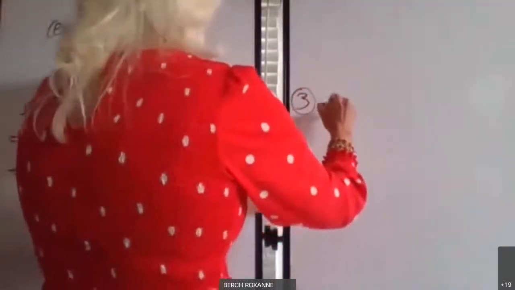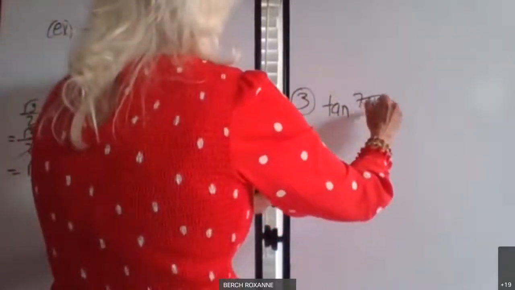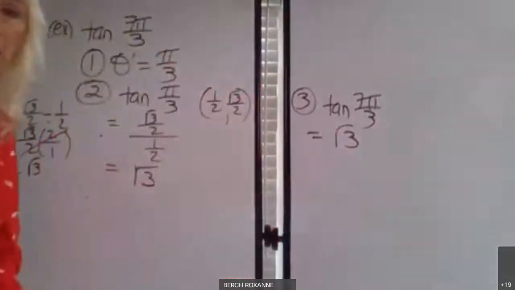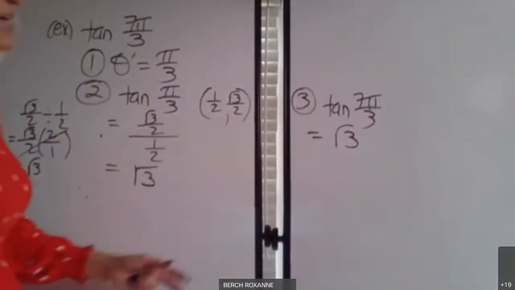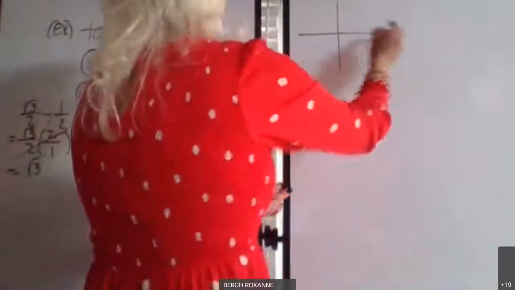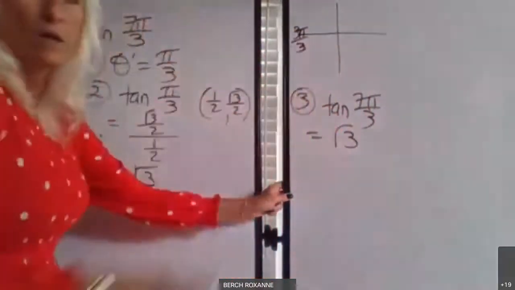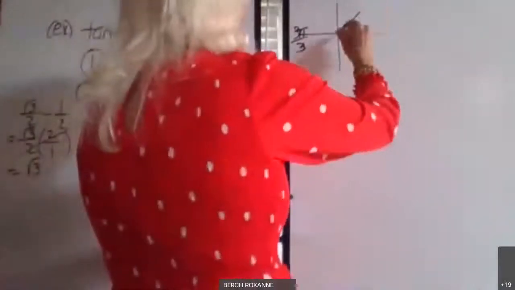All right, so now we're going to evaluate the actual angle, which is tangent of 7 pi over 3. So we know the answer is radical 3. But we have to know what quadrant we're in. So once again, we know that this is 3 pi over 3, a half revolution. A full revolution would be what?